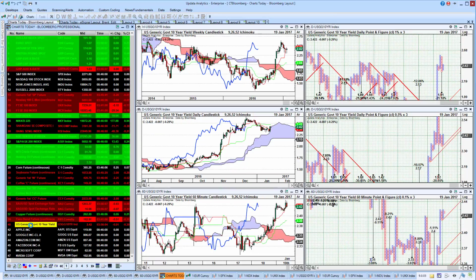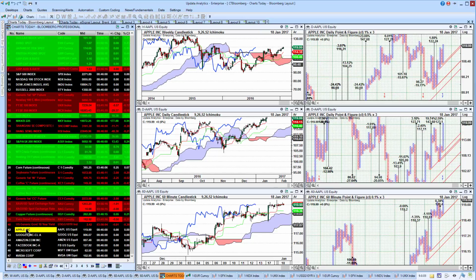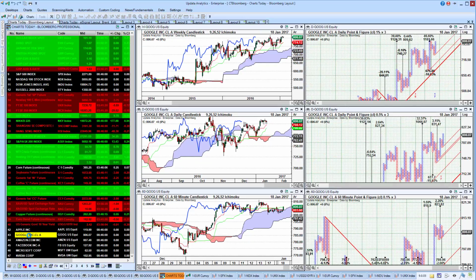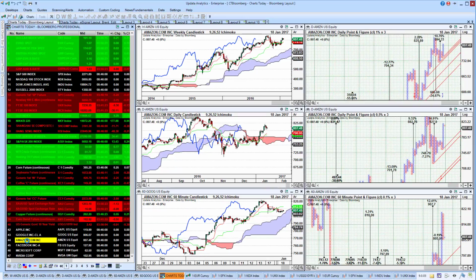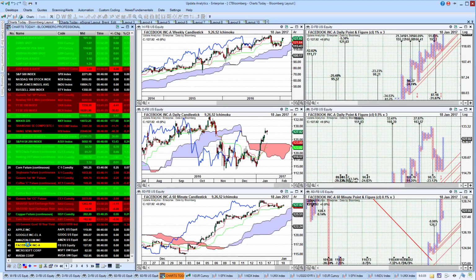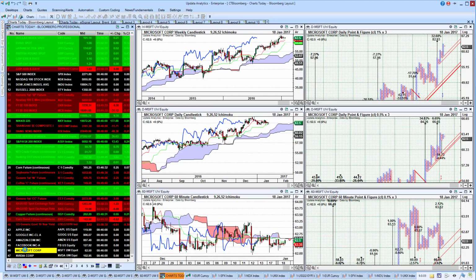US rates on the 10-year yield 2.42%, bullish on all three time frames. So still holding its own there. Apple bullish on all three time horizons, as is Google, as is Amazon, as is Facebook. All these tech stocks actually starting to look quite good. Facebook just wandering through back onto the bullish territory there on the medium term. And Microsoft is just languishing a little bit there.